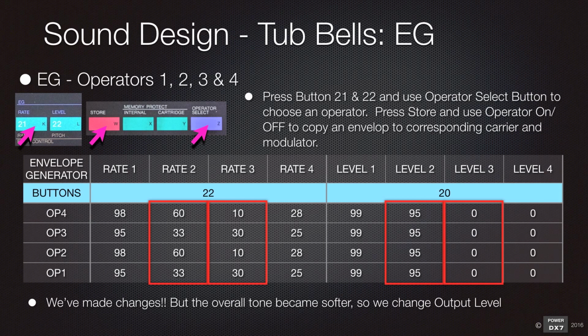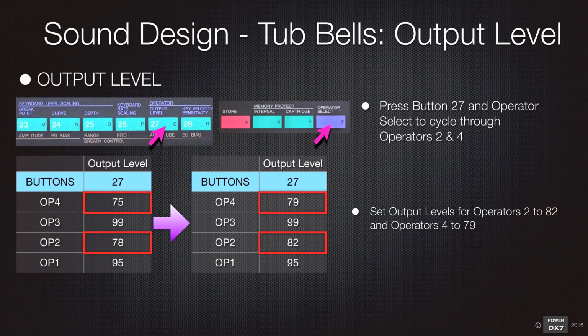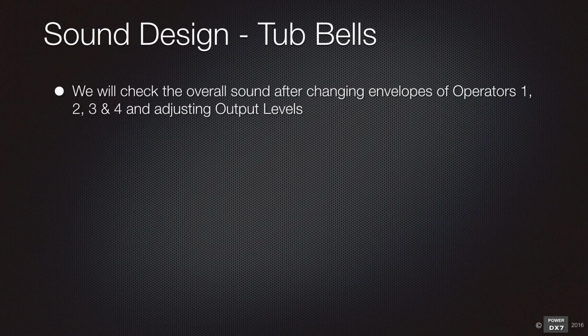So, we will adjust output level like we did in part 1. Press button 27 and operator select to go to operators 2 and 4. For operator 2, set it to 82. For operator 4, set it to 79. We will check the overall sound after changing envelopes and adjusting output levels.